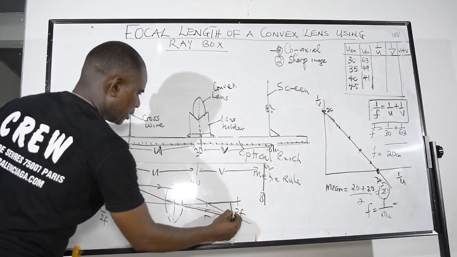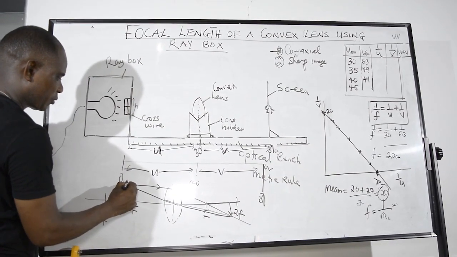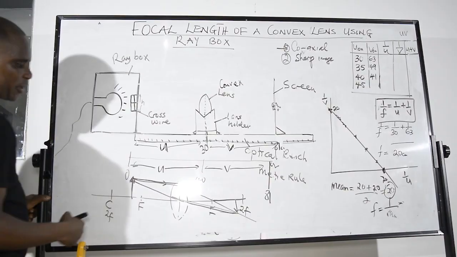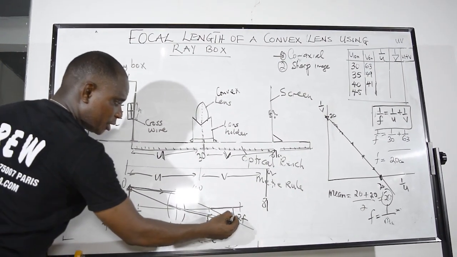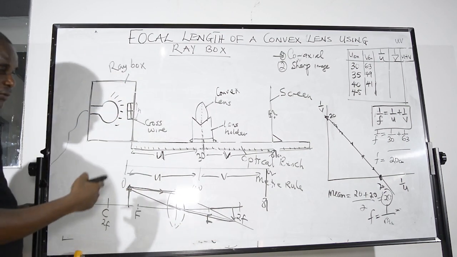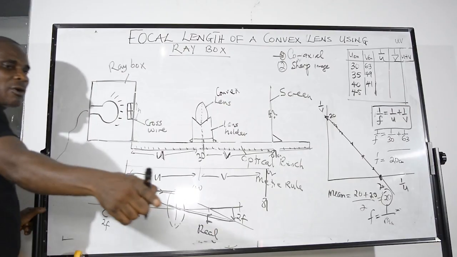So you can find out that this image is smaller than the object. That's what I was saying. If you draw the ray diagram itself, it's going to be very small, and it's closer. It's going to come closer to the lens. So look at the nature of that image. First, it is going to be a real image. It is real. That's why it's caught on the screen.